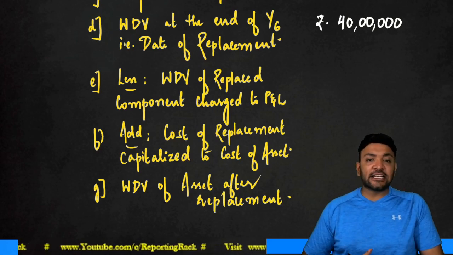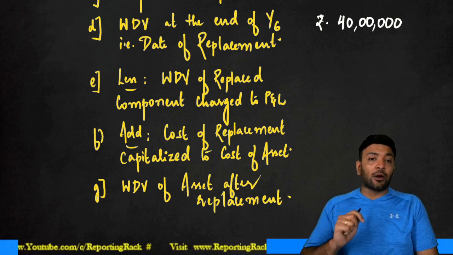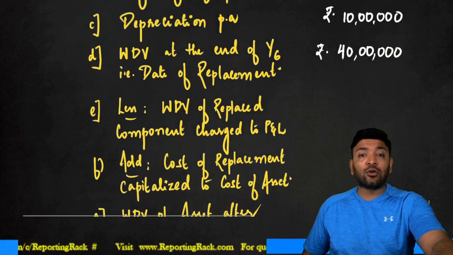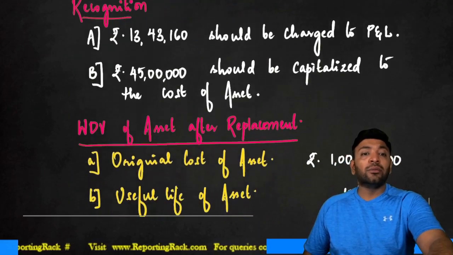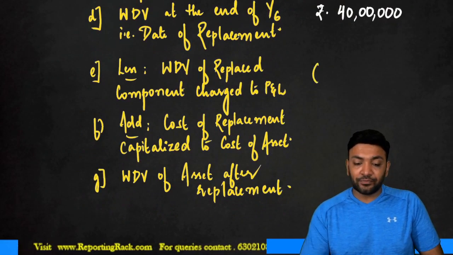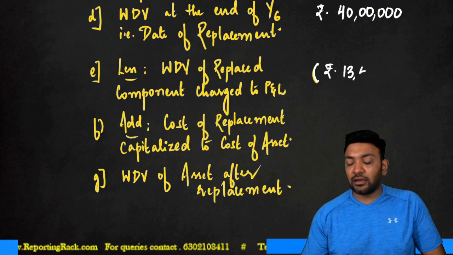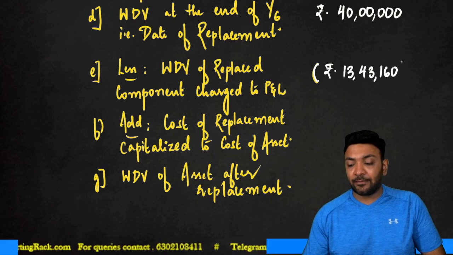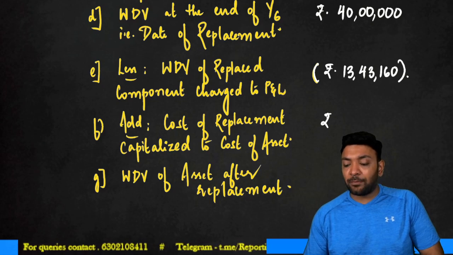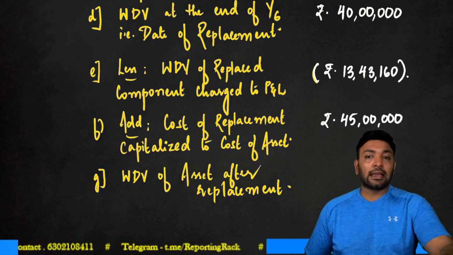We will calculate the depreciation also after replacement, guys, but first fill it up till here. What is the WDV of replaced component which should be reduced from the WDV of the asset and charged to P&L? We have already calculated. Go up above and check. What is the amount? 13,43,160. What is the amount eligible to be capitalized to the cost of the asset? The cost of replacement, which is 45 lakhs. Calculate now.